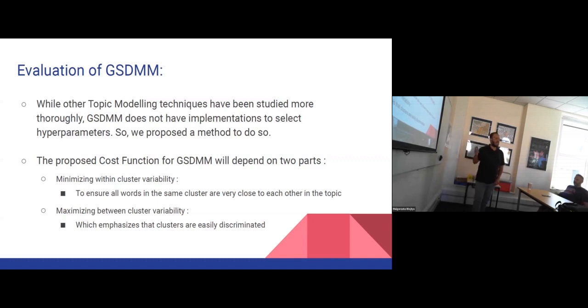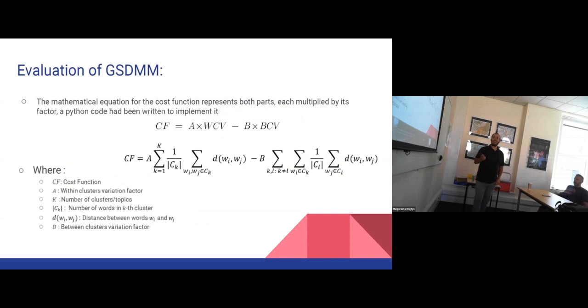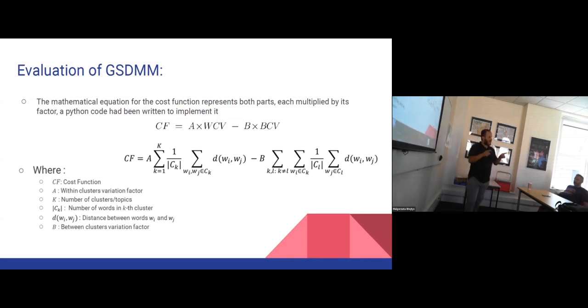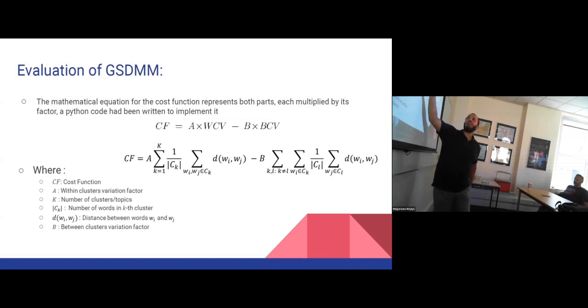What's called within clustering variance and between clustering variance, depending on this equation. So we created this cost function, which depends on within clustering variance and between clustering variance. Within clustering variance should be minimized because, as in the same cluster, all words together should talk about a specific topic. While between clustering variance should be very far from each other. So the cost function here is A, which is a parameter, multiplied by within clustering variance, minus B multiplied by between clustering variance. Of course, the first value should be minimized and the second should be maximized. This is why we put minus.